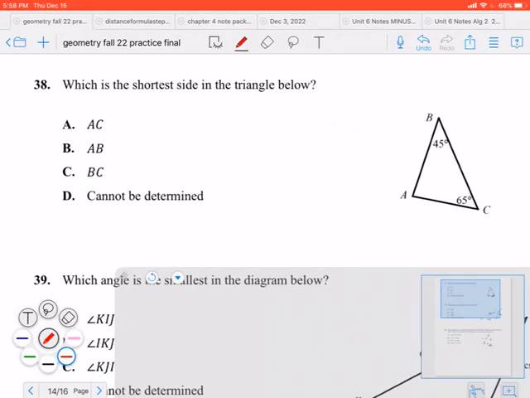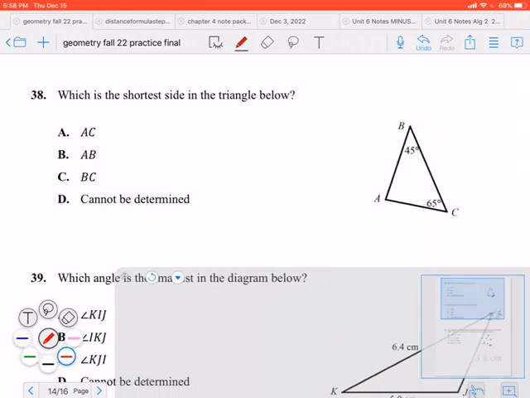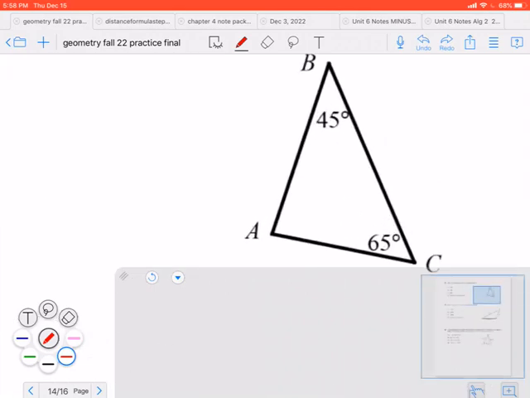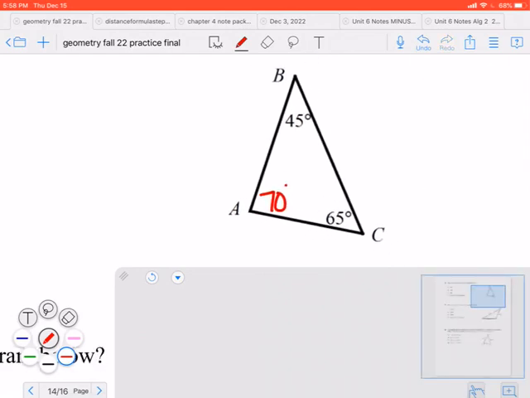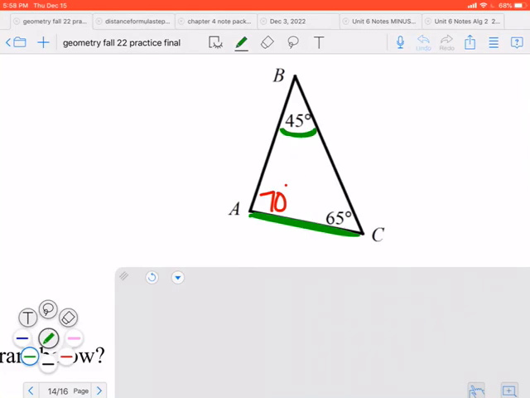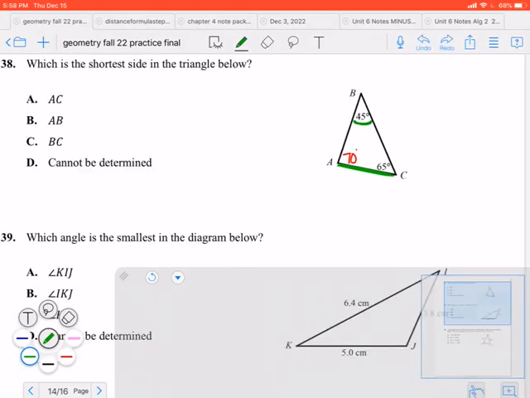Number 38, which is the shortest side in the triangle below? This is basically the same question. I've got to find this unknown angle. 180 minus 45 minus 65 is 70 degrees. They want the shortest side, so I look for the smallest angle. 45 is the smallest number, so that's going to make the side opposite it, AC, the shortest side.